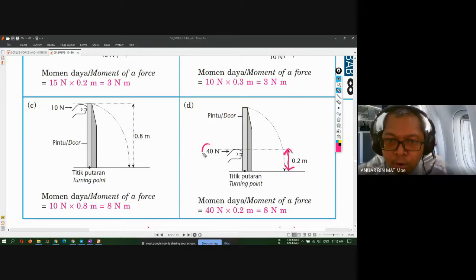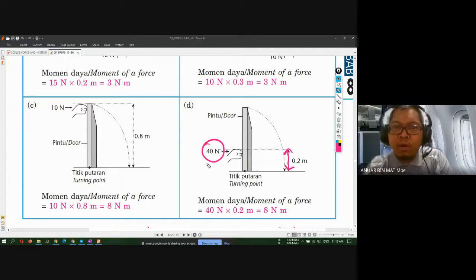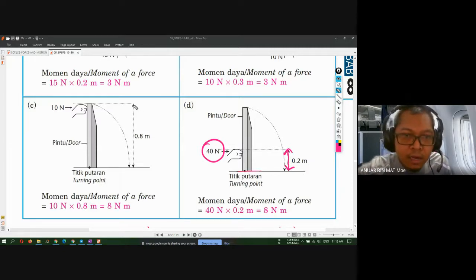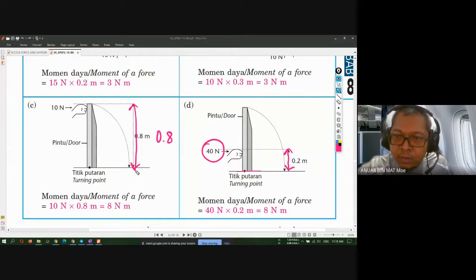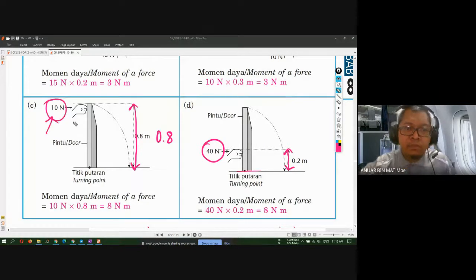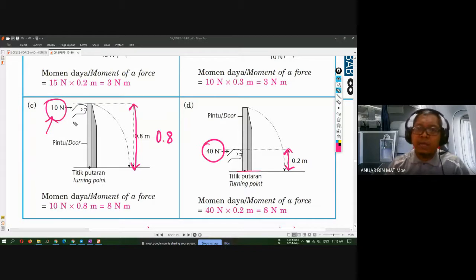So you need more force in order to open the door because the distance is very short. So if you have over here 0.8, a much longer perpendicular distance from the effort to the fulcrum, you only need less effort to open it. You just need about 10 Newton in order to open it. All right, a very easy one.